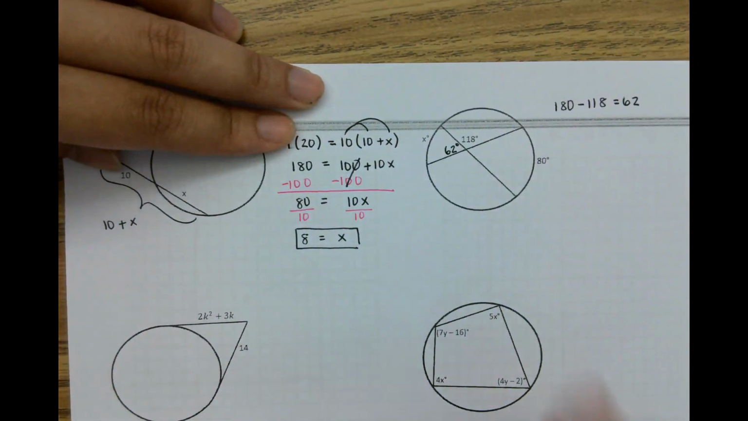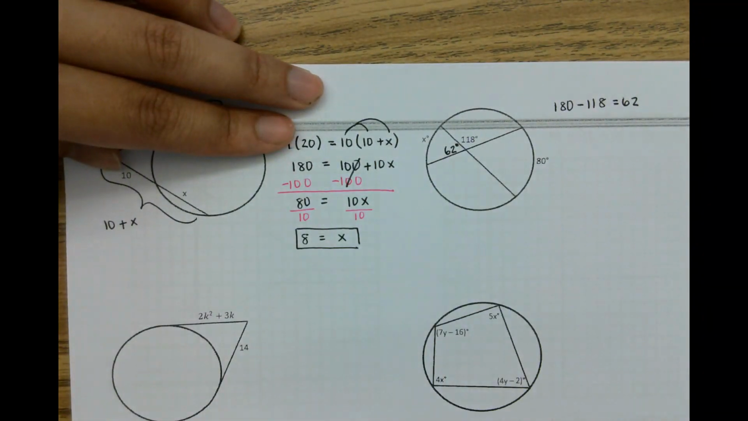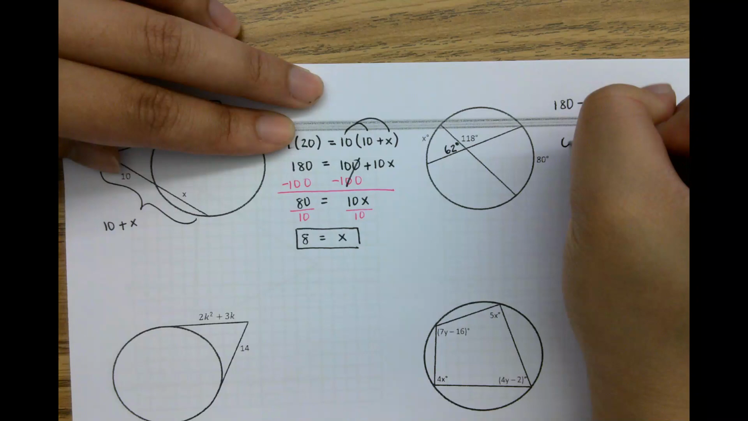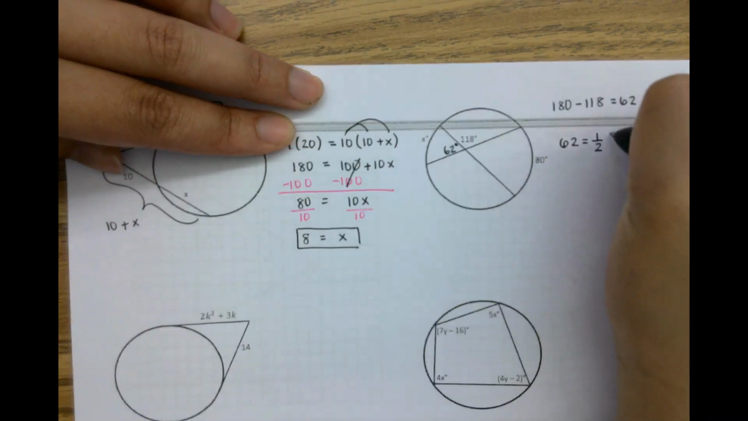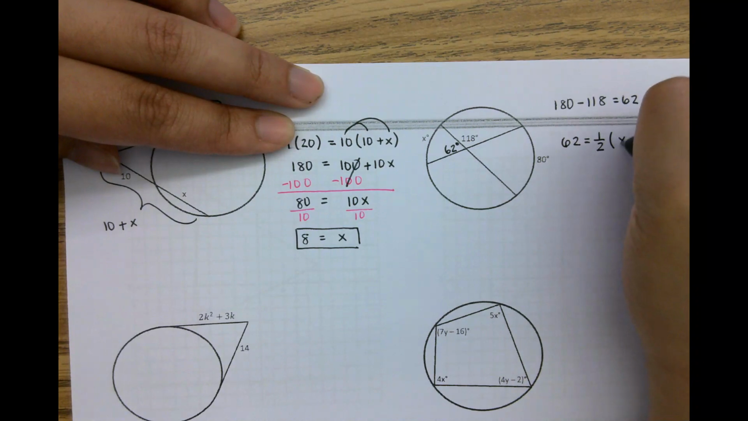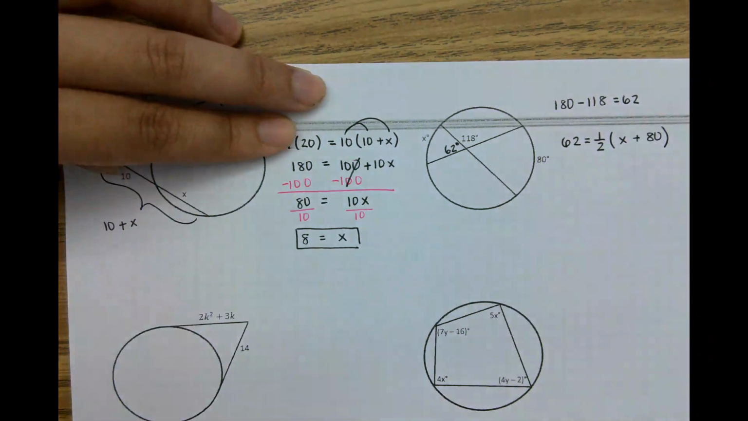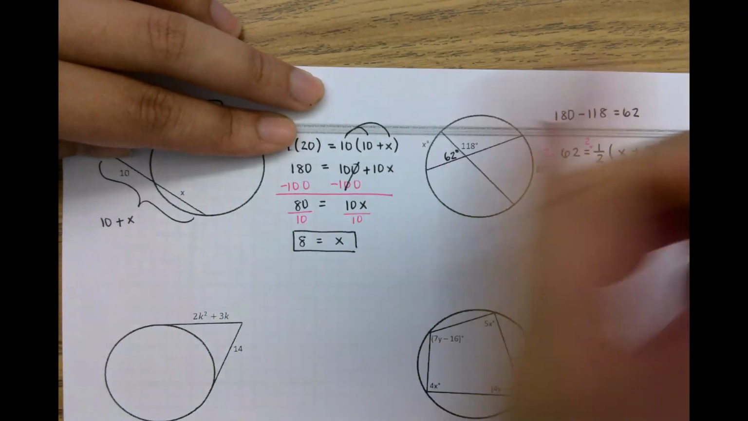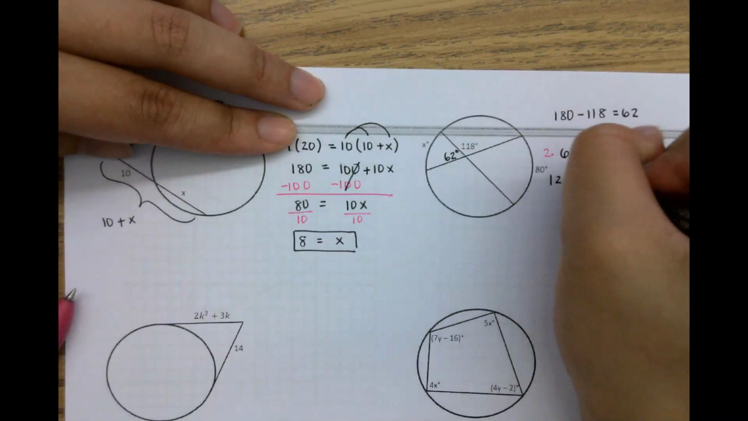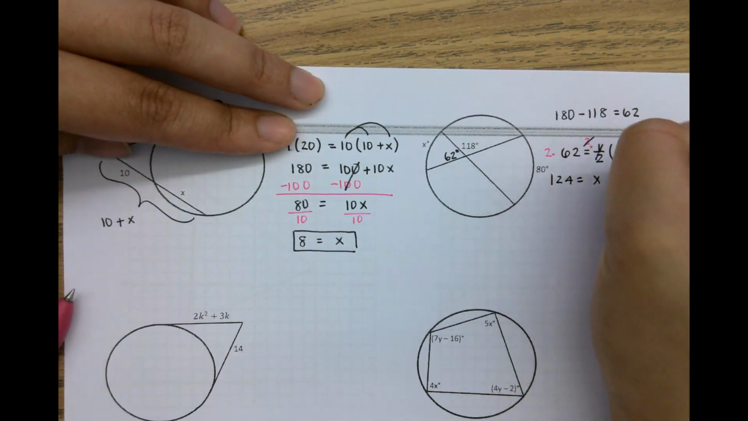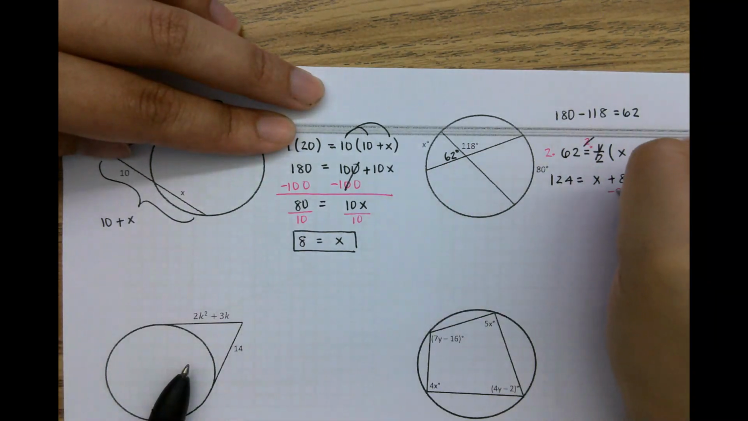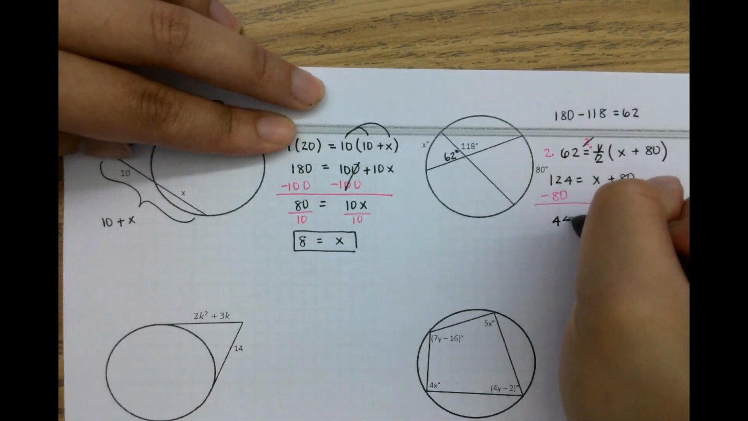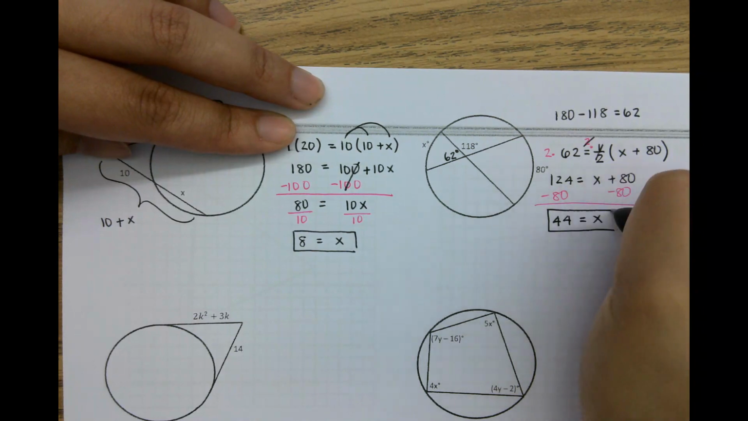When we have chords intersecting inside of our circle, the angle that it forms, this 62, will be half of the two arcs added. So x plus 80. The opposite of multiplying by half is multiplying by 2. So this will be 124 equals, this cancels, leaving me with x plus 80. Subtract 80 on both sides. And this will give me 44 equals x. There we go.